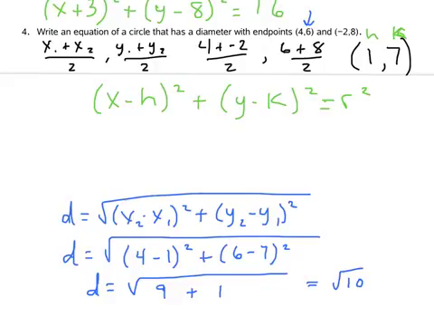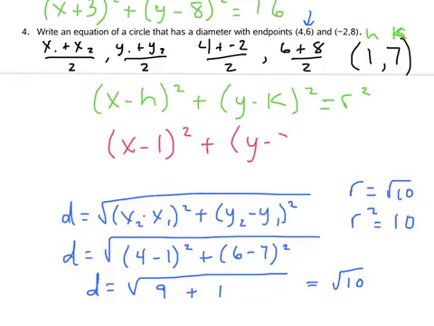So the distance from the center of my circle to one of the points on my circle is the square root of 10. So the radius equals the square root of 10. So that means the radius squared would be positive 10, because the square root of 10 squared is 10. So now I have everything I need to write my equation. X minus 1 squared and y minus 7 squared, and here I'll just put a 10.